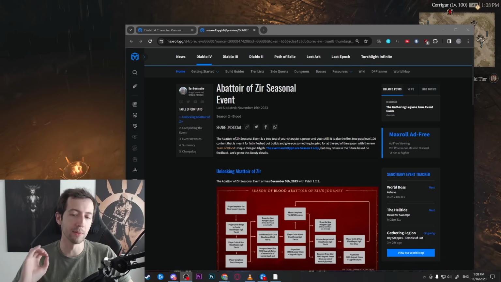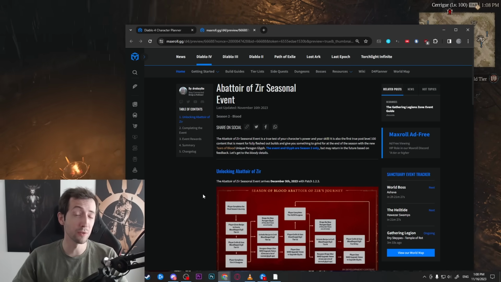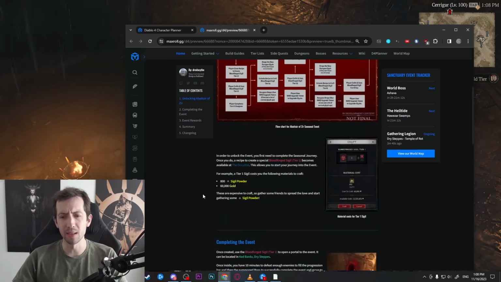And this means that you need to make a build that has insane amounts of survivability. First of all, you need to be able to easily survive T100 Nightmare Dungeons. And then it's a DPS check. There's going to be a timer and a progression bar. And if you fail the timer and you don't finish the run, then this is over. So you need to hit the DPS check, basically.